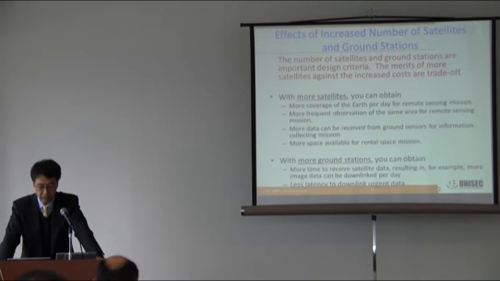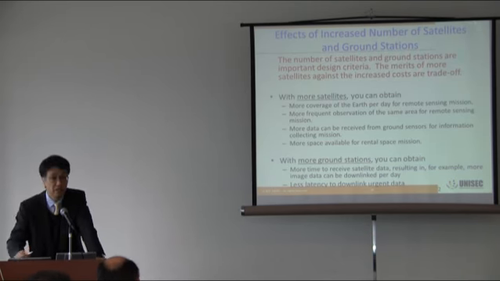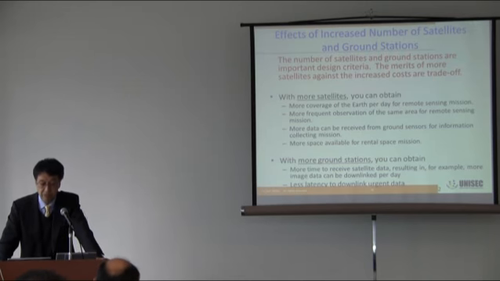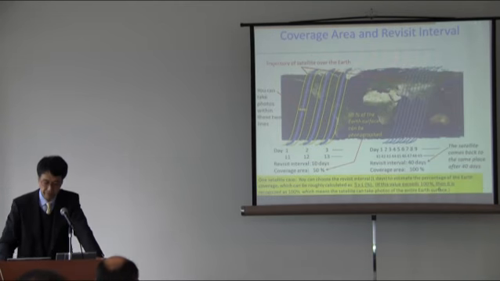And with more ground stations, you can obtain more time to receive satellite data, resulting in more image data that can be downloaded per day, and so on. And less latency to download urgent data. So these are the merits of an increased number of satellites and ground stations, and of course, they require additional cost. So please trade off between these two factors.